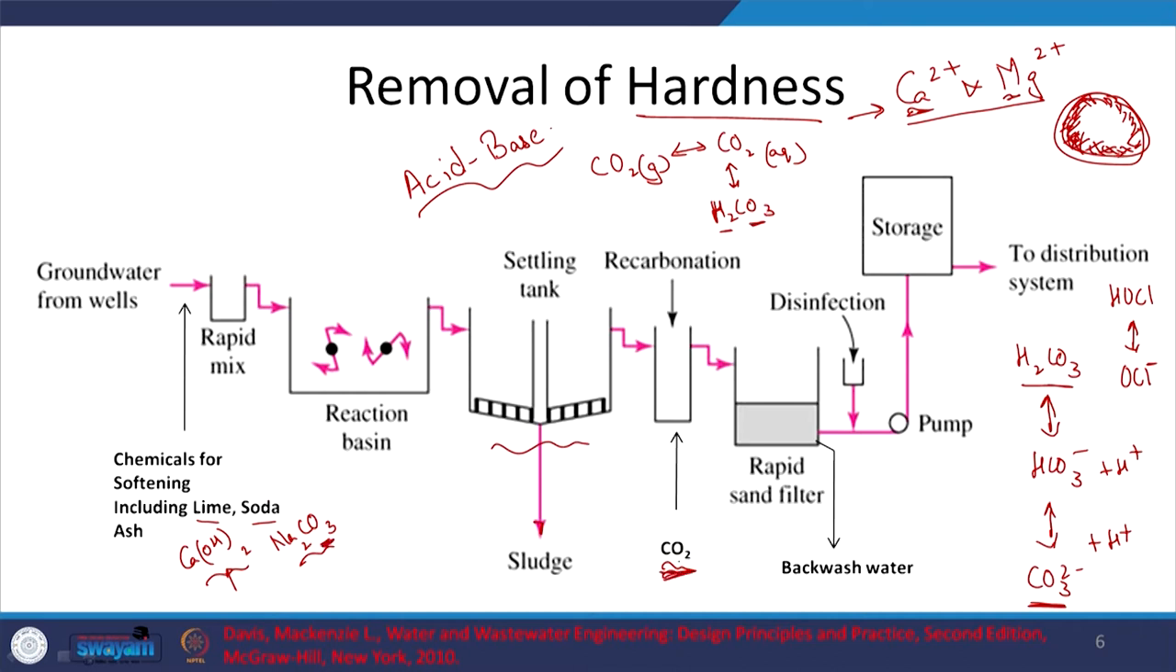And here we are adding CO2 to bring the pH down, because during this step we increase the pH a lot. High pH water we can't drink. So we are going to add carbonate to also increase the alkalinity and decrease the pH, right? That's what we have. And then again, rapid sand filter, finally disinfection, storage and distribution, right? So different ways to go about it.